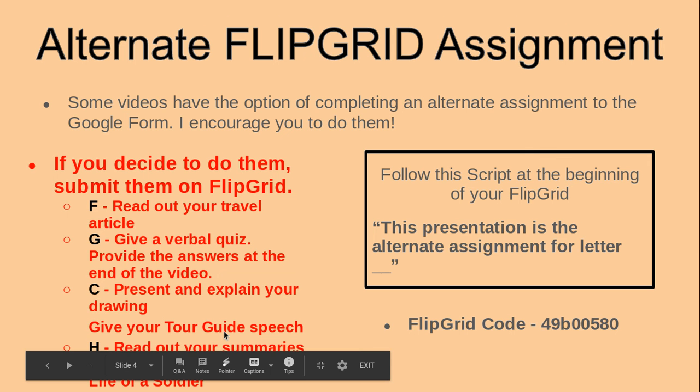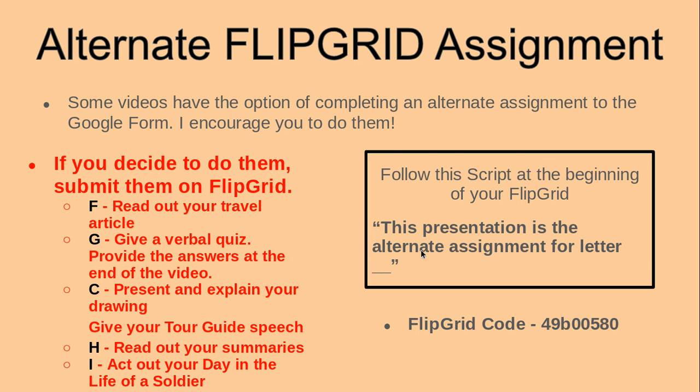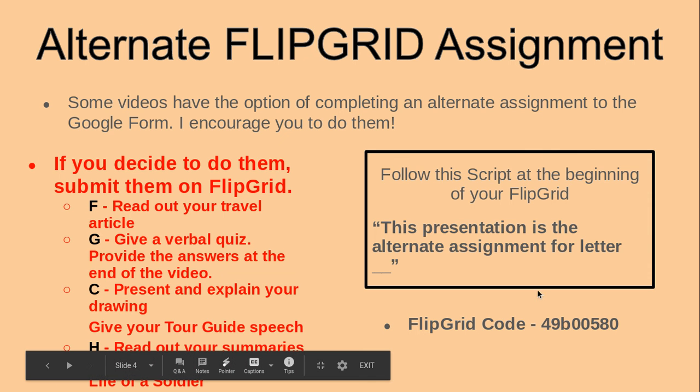No matter which section you decide to do, if you're doing it on Flipgrid, you must start your Flipgrid assignment by saying, this presentation is the alternate assignment for letter C, for letter G, for letter F, for letter H, for letter I, whichever section you decided to do that had an alternate assignment option. Okay, the Flipgrid code is 49B00580.